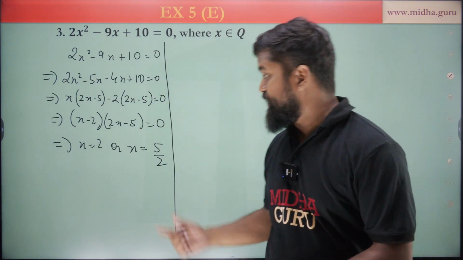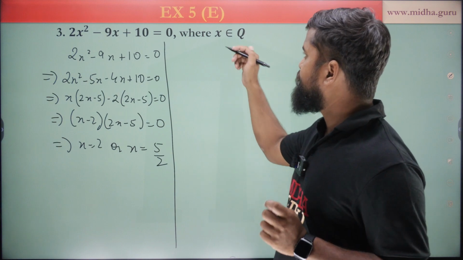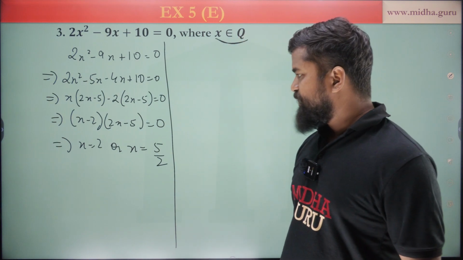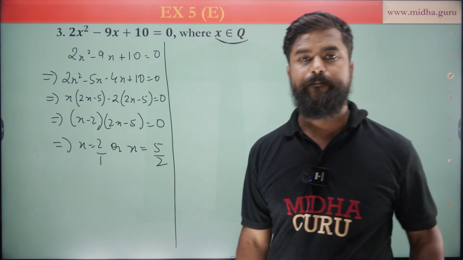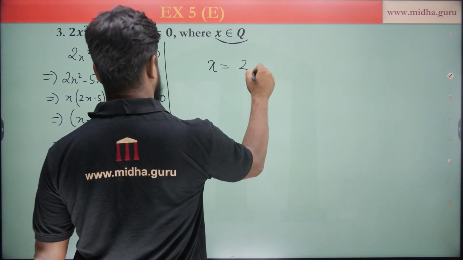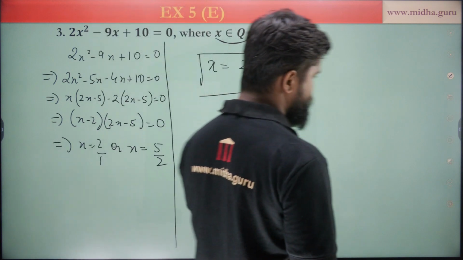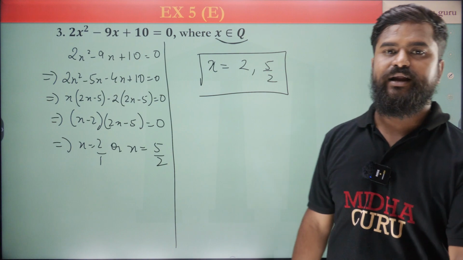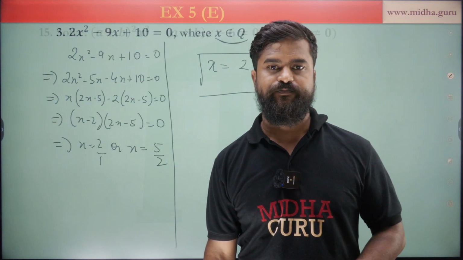Now these are the values for x for the given quadratic equation. However, we are supposed to find values which belong to rational numbers. And we see both of these values are rational numbers because both can be expressed in the form p by q. So we will say directly that x is equal to 2 or 5 by 2. And these will be satisfying our condition where x is an element of rational numbers. Now let's move on to the next question.